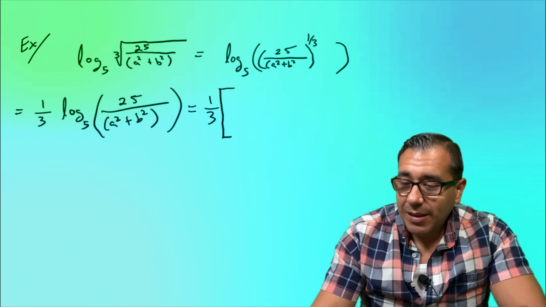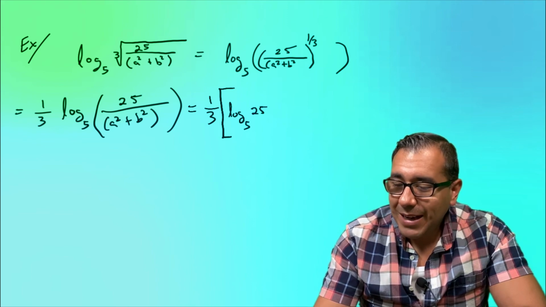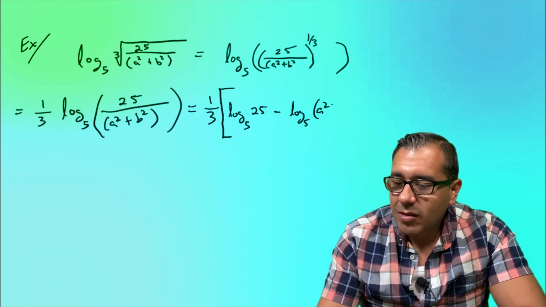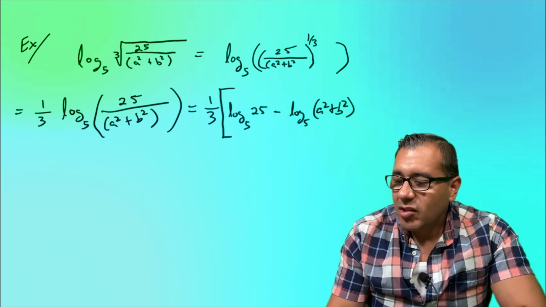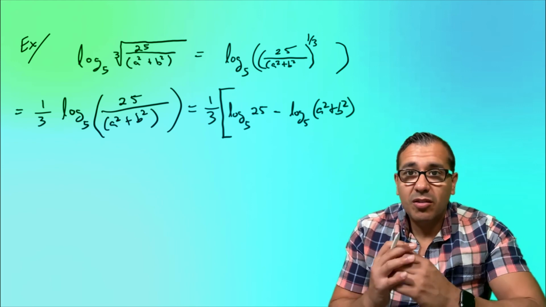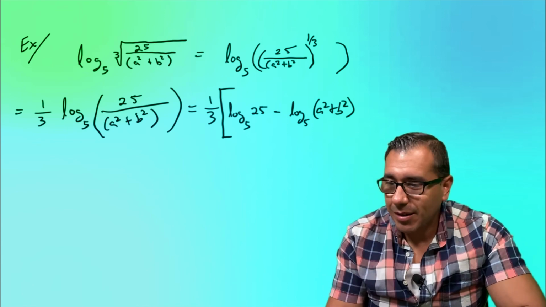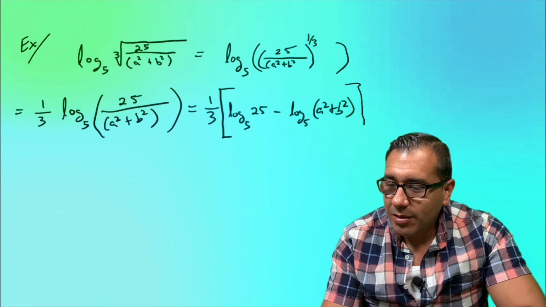So if I expand that, I end up with the log base 5 of 25 minus log base 5 of the quantity a squared plus b squared. And just like I mentioned in the last video, these aren't going to separate into 2 logs. Only if this were a multiplication would that happen, right? So again, make sure you really understand these properties.